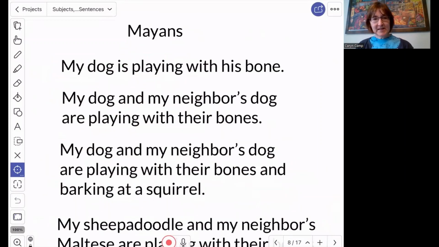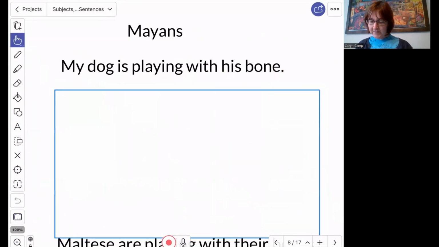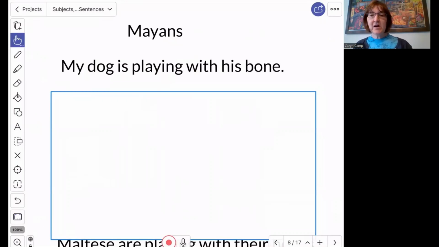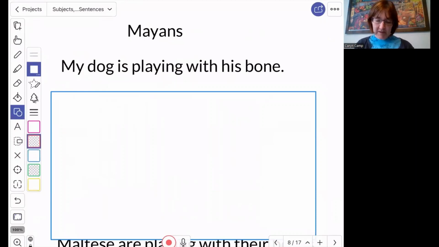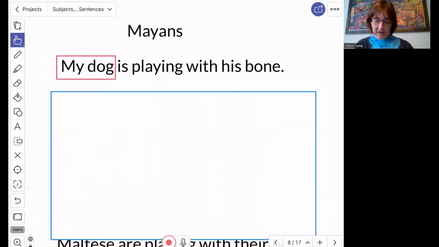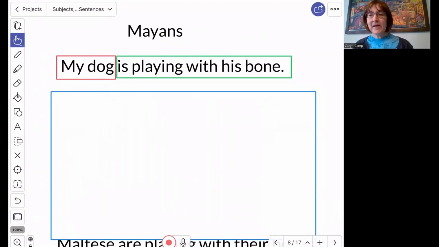Okay, so for the Mayans example, let's just start with my dog is playing with his bone. So let me cover these up here. So remember, to do the complete subject and the complete predicate, we need to use up all the words in the sentence. So my dog, who is my sentence about? My dog, what is my dog doing? Is playing with his bone. So now we've used all the words in the sentence. We have a complete subject and a complete predicate.